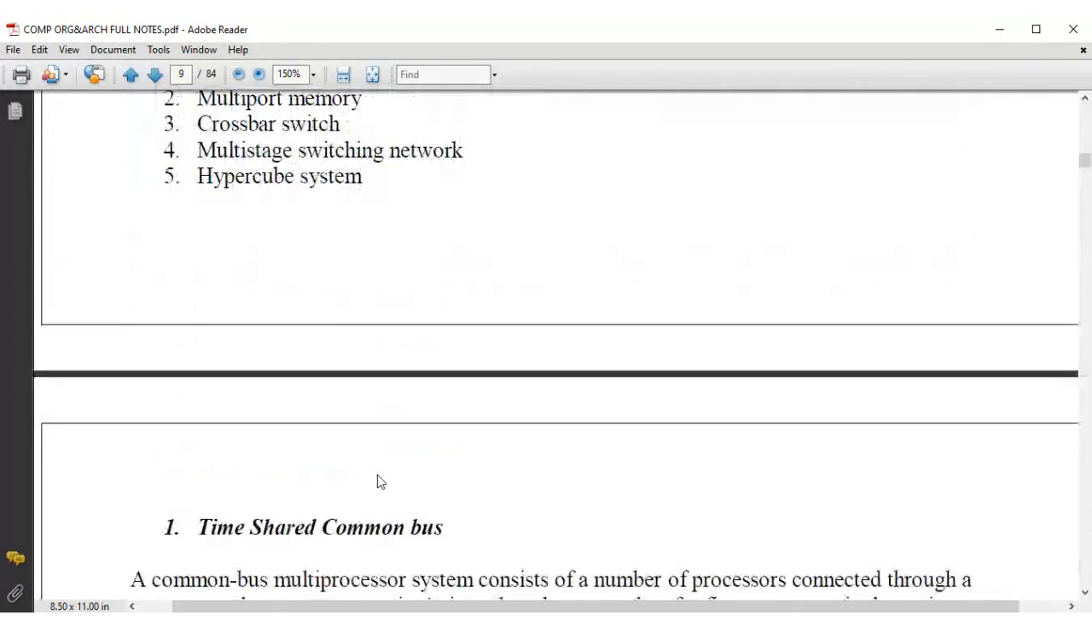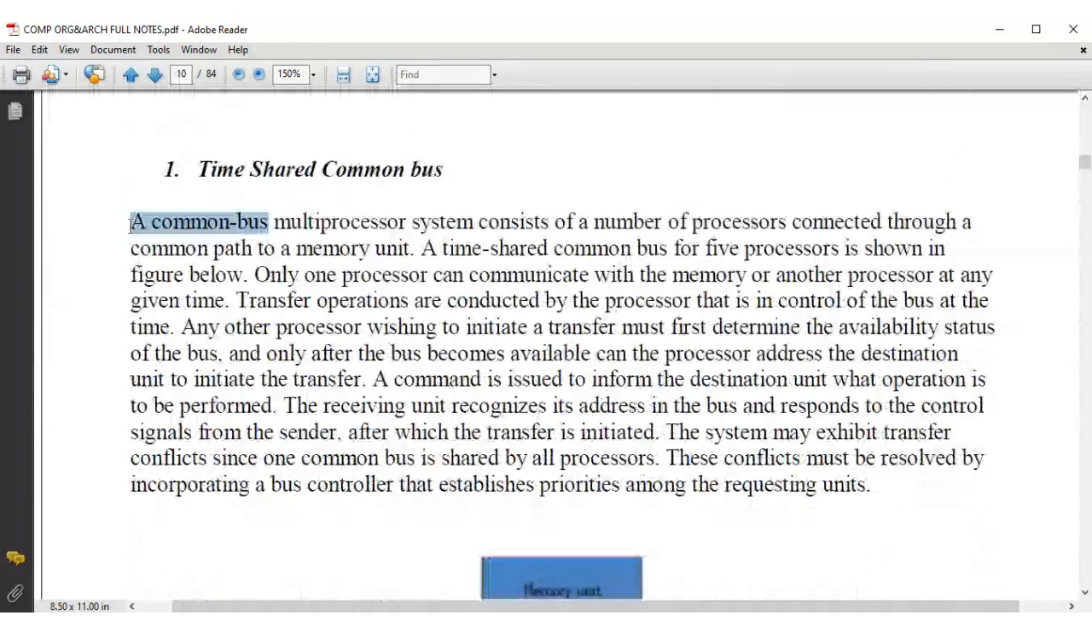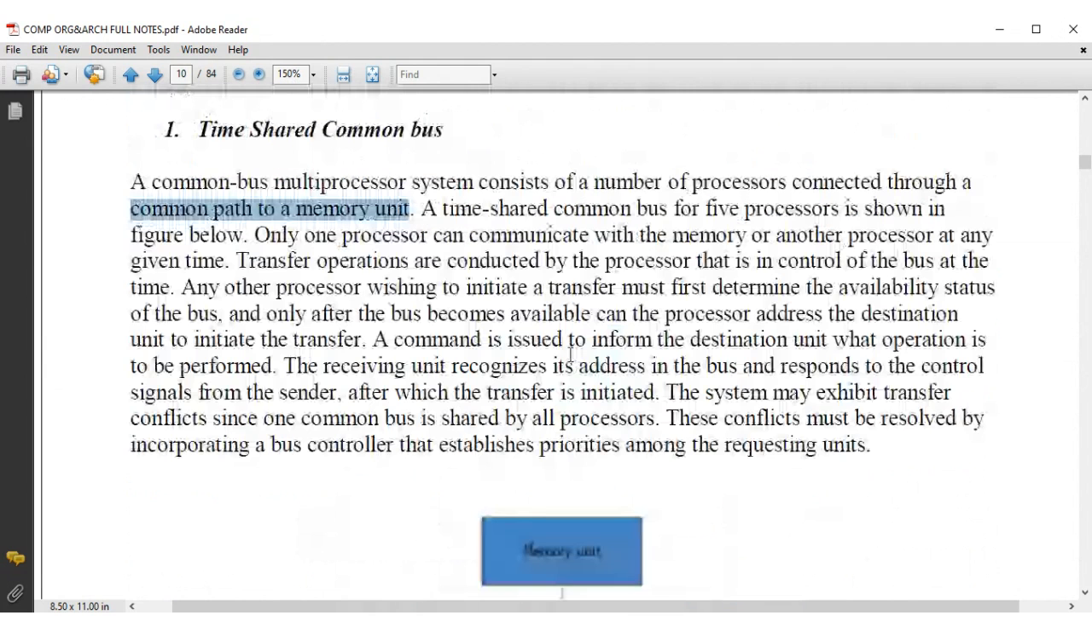Let's begin with the first, time shared common bus. Now, in a time shared common bus, the computer system consists of a number of processors. So that's the first characteristic of time shared common bus. There are multiple processors, all right? These multiple processors are connected through a common path to a memory unit. So there are multiple processors, there is a common path, and there is one memory. Those are the 3 major characteristics of time shared common bus interconnection.